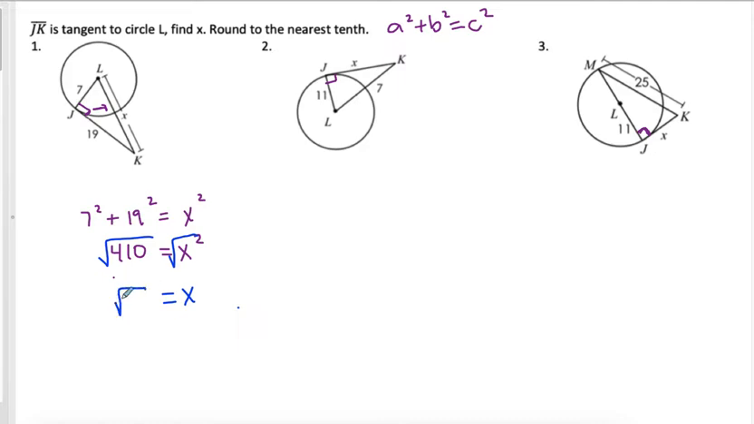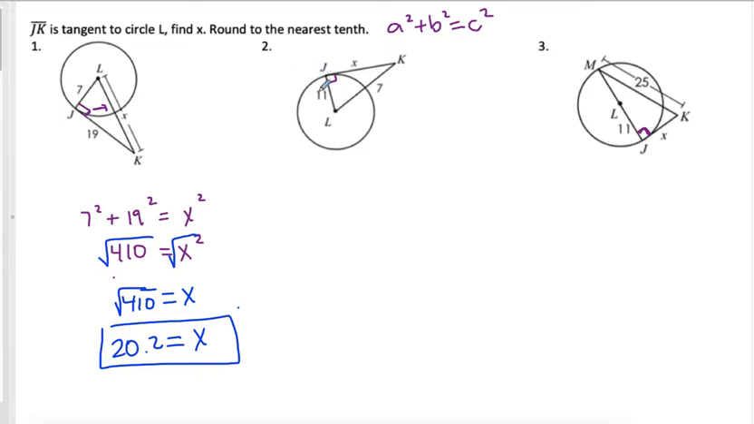All right, so it tells me, okay, that's just radical 410. Rounded to the nearest tenth, I get 20.2 as my answer. So visually, it should be longer than 19, so that makes sense there. So we have some confirmation visually as well.